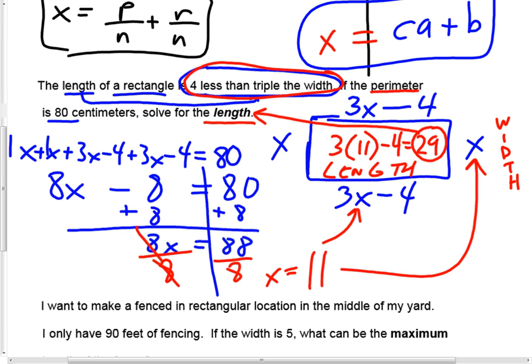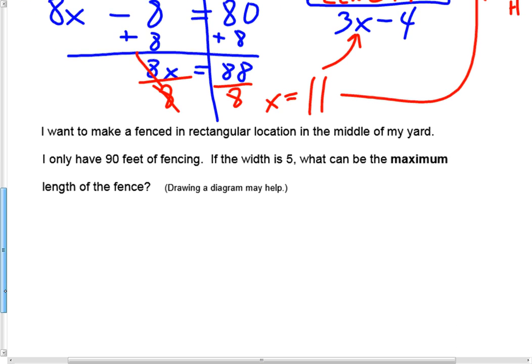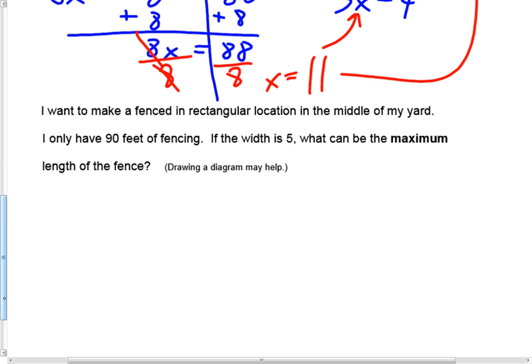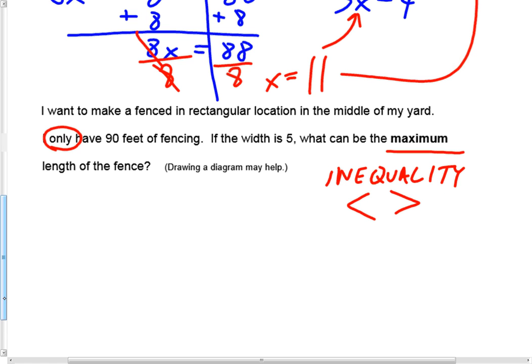What is this symbol right here? Equals. You will see perimeter problems with equations, and you will see perimeter problems like this. Underline the word maximum and circle the word only. These are key words. If you see those key words showing up, you're probably going to be doing an inequality. And what's an inequality? That's less than, greater than, less than or equal to, greater than or equal to. So you know you're going to be using one of those symbols in this problem.